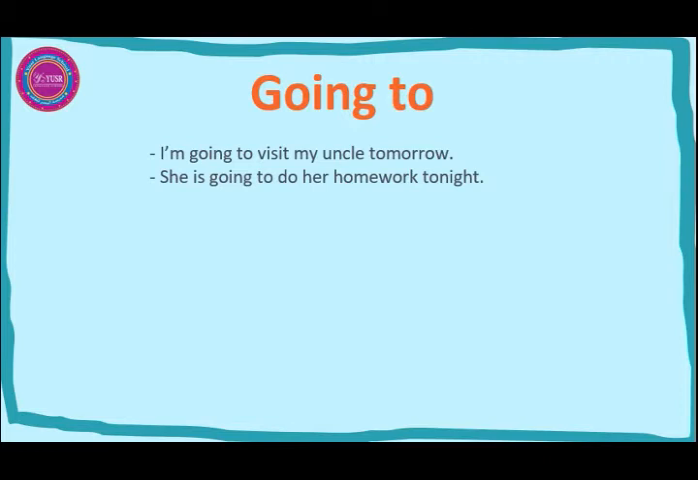The second sentence, "She is going to do her homework tonight." Now we start a sentence with the subject. The subject here is "she." With "she" comes "is." Then "going to." After "going to" comes the verb in the infinitive, which is "do" here. "Do her homework tonight." This is also a future. "Tonight" is for the future.